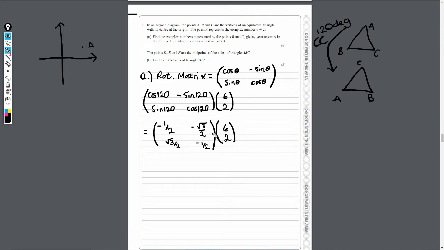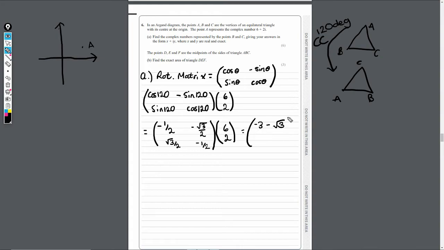Well, times-ing this now, what are we going to get? So I do this row times this column. So minus a half times 6, that would be minus 3. So I'll put this as my upper element, that'd be minus 3. And then I've got minus root 3 over 2 times 2, so I'm just going to get left with minus root 3. Minus root 3.